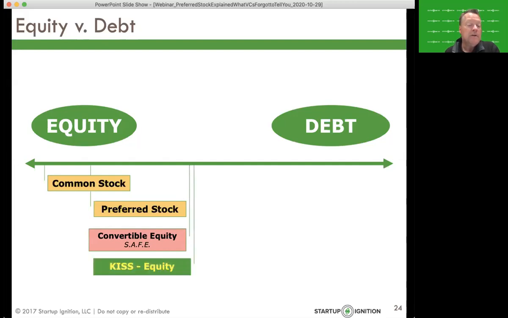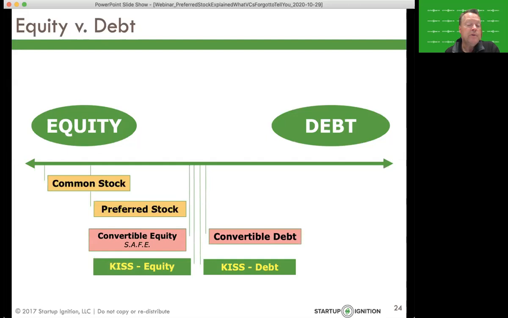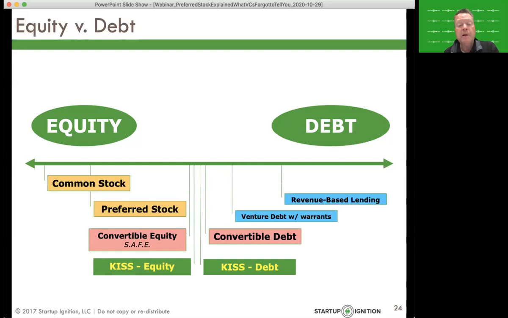Just finishing out this continuum, we have convertible equity or SAFEs. We also have a keep it simple security called KISS that has equity versions and debt versions. We have convertible debt, another very popular mode of investment in ventures. And then we can go over to venture debt with warrants, revenue-based lending, and straight debt. We talk about a lot of these concepts extensively in the curriculum of Startup Ignition, but tonight we're going to go over preferred stock as briefly as we can.